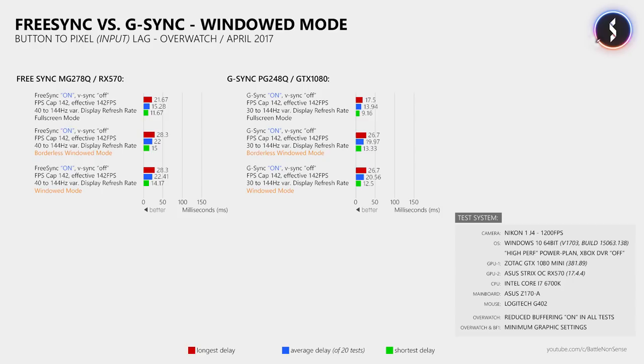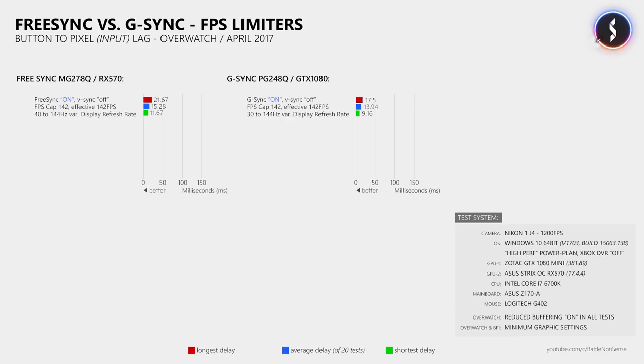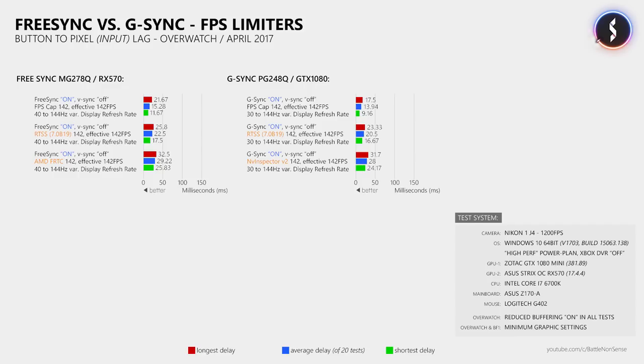Now, there's one more thing that we want to find out, and that is if using a frame rate limiter that is not built into the game negatively affects the delay. So, a tool that works for both FreeSync and G-Sync is RTSS or the River Tuner Statistics Server. When you use that to limit your frame rate to 142 fps, then this increases the button to pixel delay by about 7 milliseconds. AMD's FRTC and the Nvidia Inspector, on the other hand, cause a delay increase of about 14 milliseconds. So, that is still about 6 milliseconds less than the VSync delay, but it's quite a bit more than what you get with the FPS limiter built into the game.